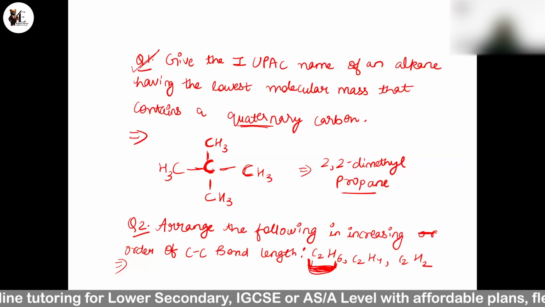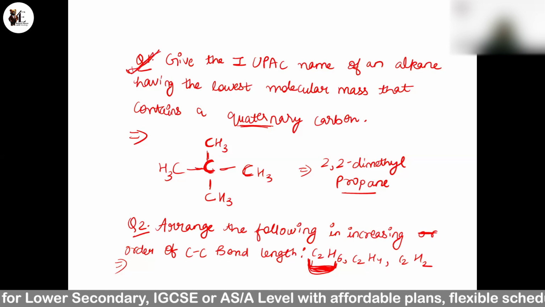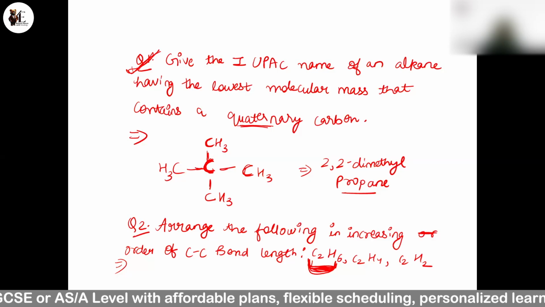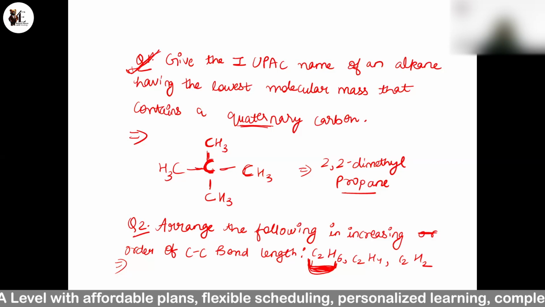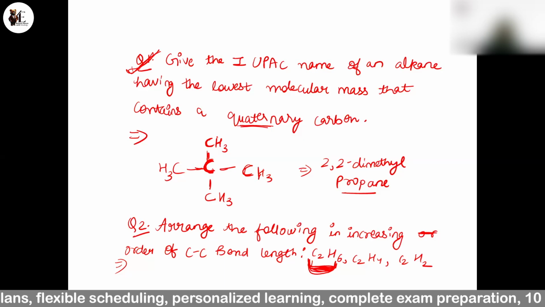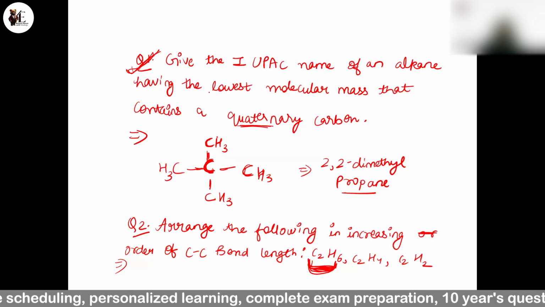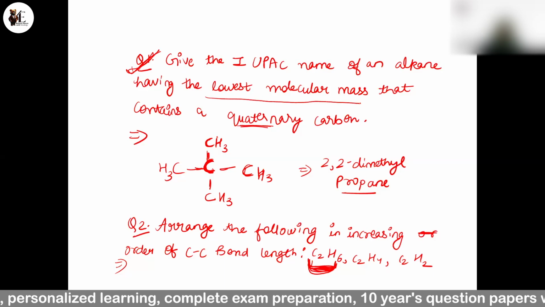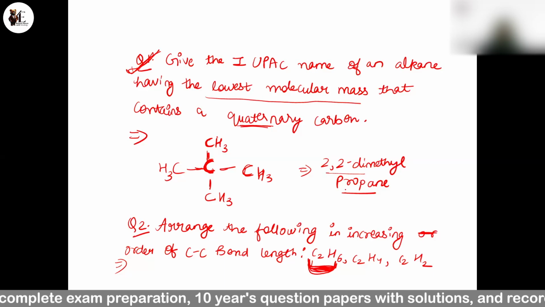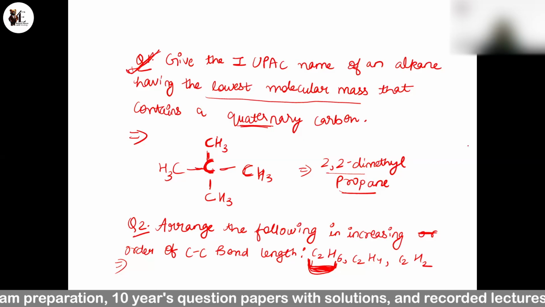Okay, question number 1 is clear to you, Alicia, that you have to make the quaternary carbon. Quaternary means it is bonded with 4 other carbon atoms. Then you have to satisfy the valency of the 4 corner carbons with hydrogen. No other carbon atom should be there because the question says lowest molecular mass. So you have to satisfy it with hydrogen only. So its IUPAC name would be 2,2-dimethylpropane. So this is the answer.